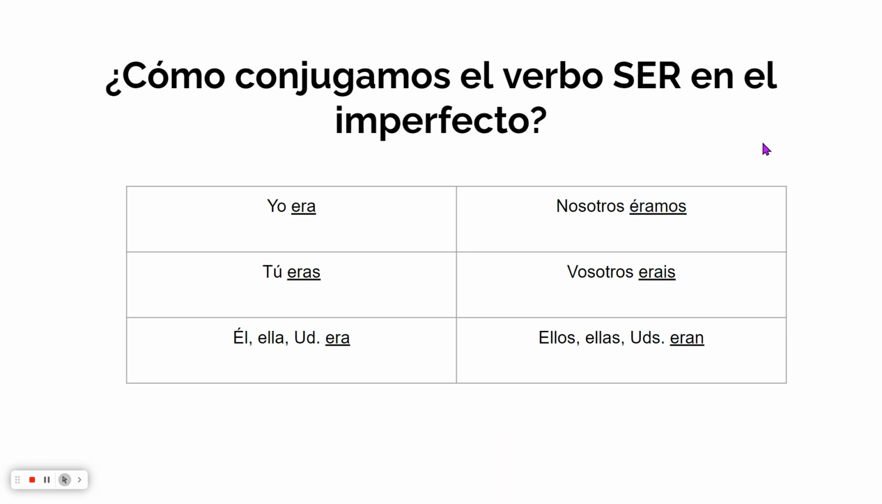¿Cómo conjugamos el verbo ser en el imperfecto? We have yo era, tú eras, él, ella, usted era, nosotros éramos, vosotros erais, and ellos or ustedes eran. Ser is one of only 3 irregular verbs in the imperfect, so you'll be seeing this again within the next couple of weeks.